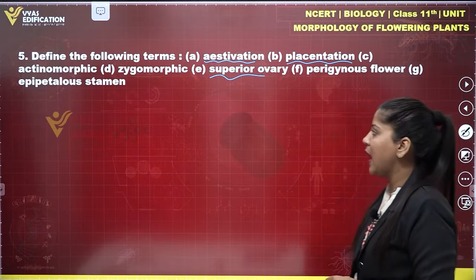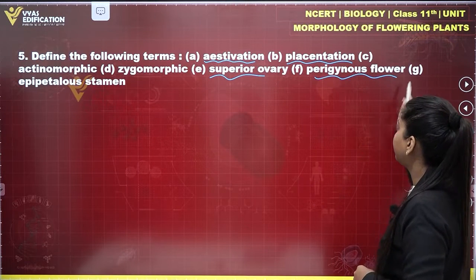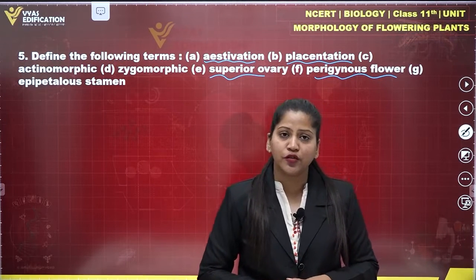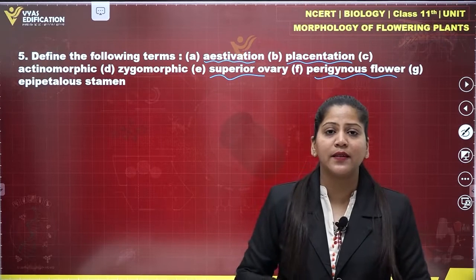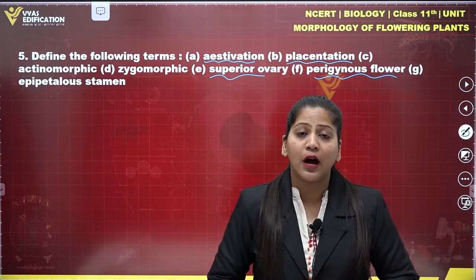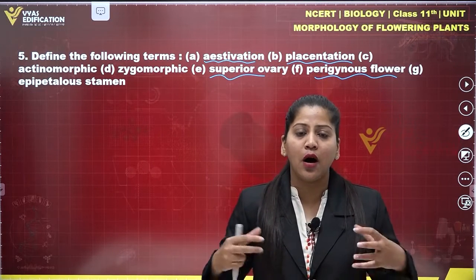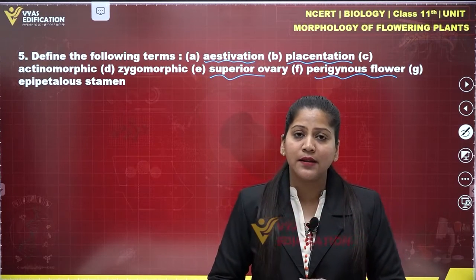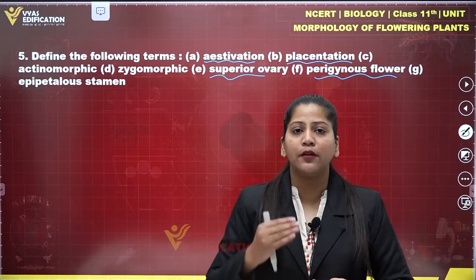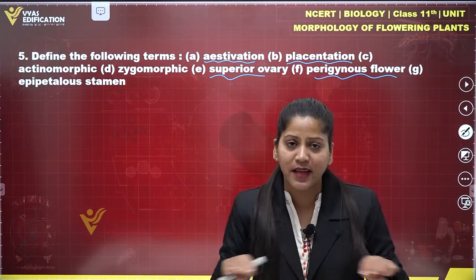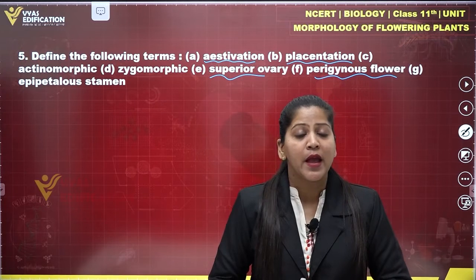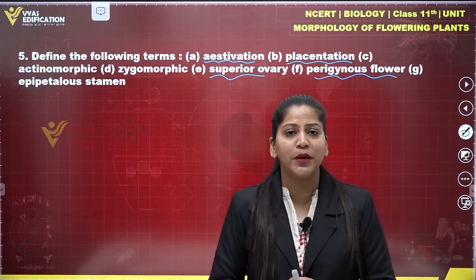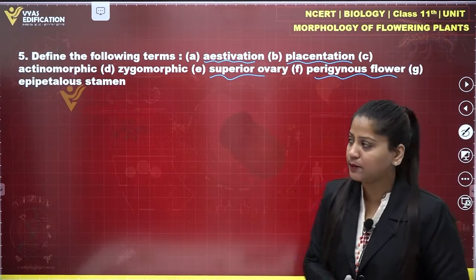Now the next term we have to define is perigynous flowers. These are the flowers in which the ovary is present at the same level as all the other floral parts on the thalamus. That means the ovary and all other floral parts are present on the same level of the thalamus. This kind of arrangement of the ovary in a flower is said to be perigynous.